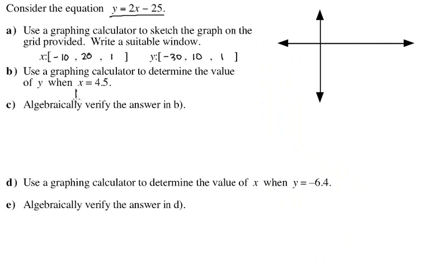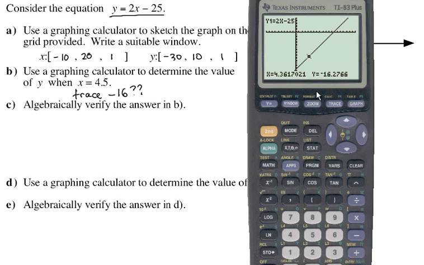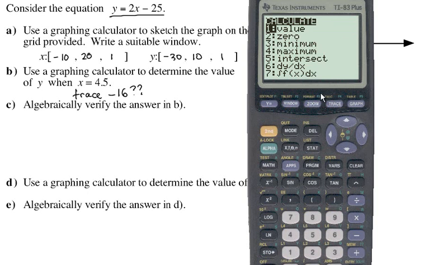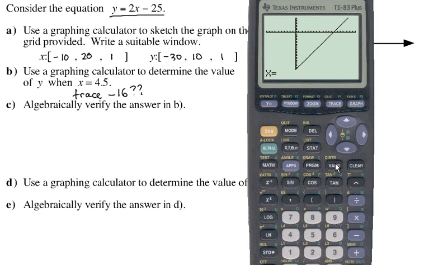So using trace, the best I can do here is say that y is minus 16-ish. If you just need a quick and dirty answer, that's fine, but sometimes we need to do a better job than that. The calculator has another way of doing points, and it's in the calc menu here. This is printed in yellow, so you go yellow key, calc, and the very first option is value. Pick that. It says, okay, tell me an x.